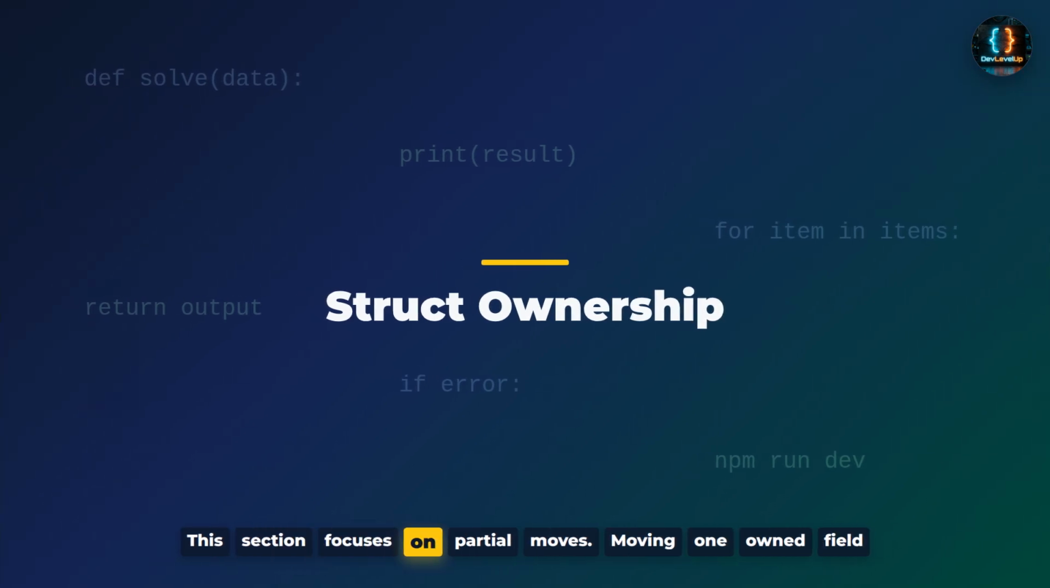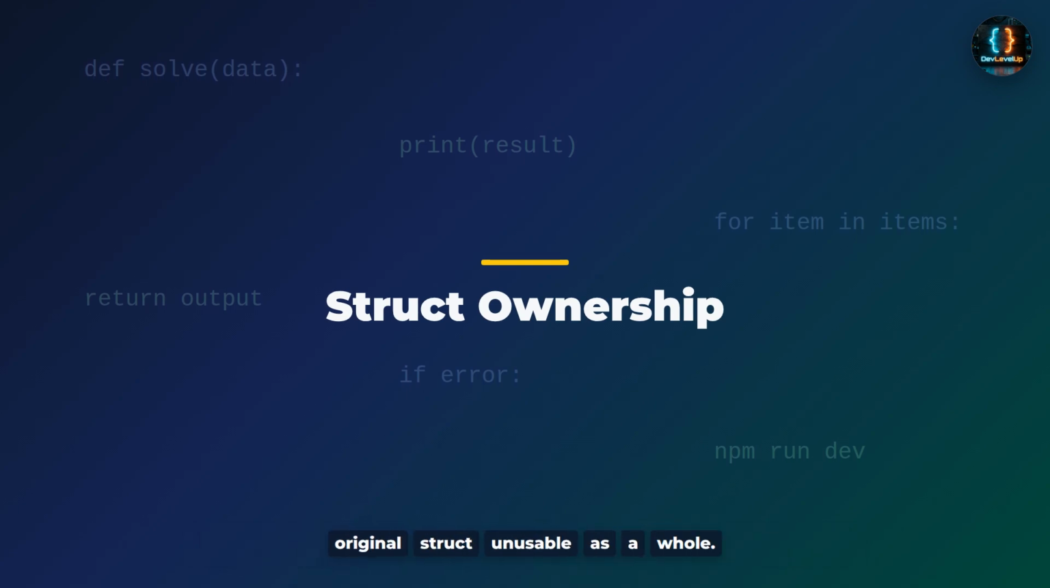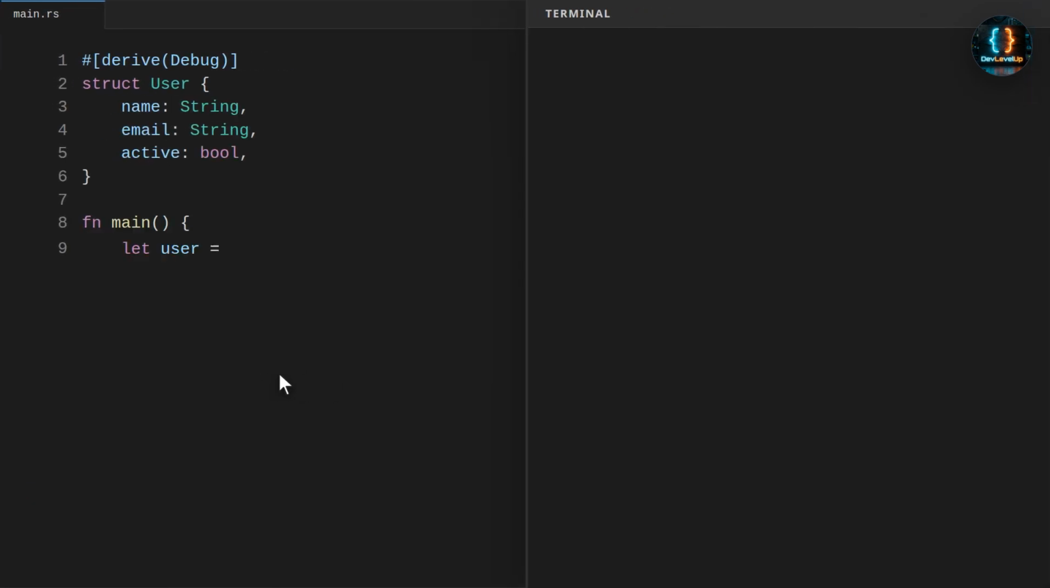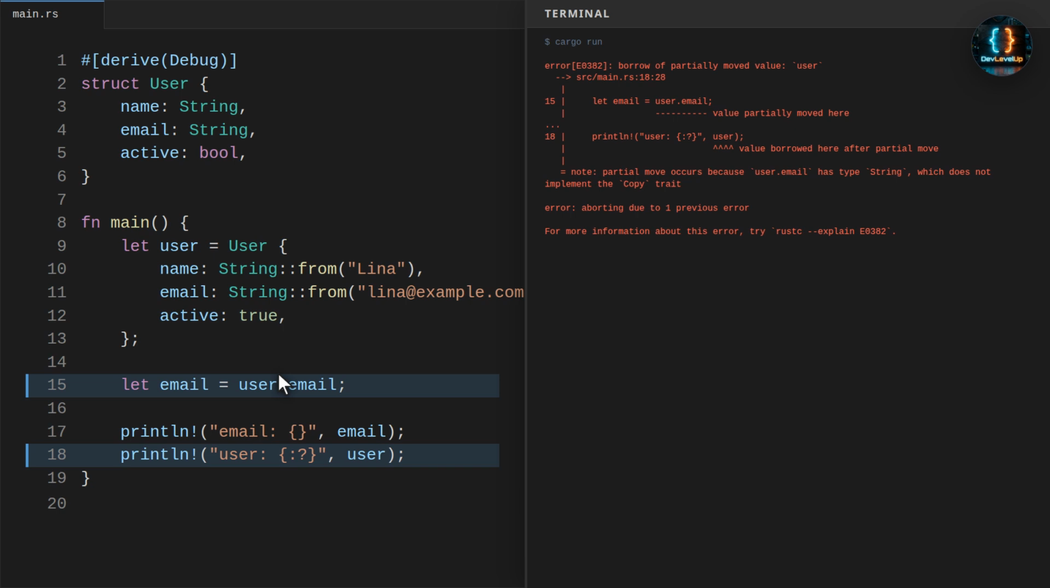This section focuses on partial moves. Moving one owned field out of a struct can make the original struct unusable as a whole. In a user management feature, we may want to read an email and then log the full user. This code moves the email string out of the struct, then runs into trouble when we try to print the whole user.